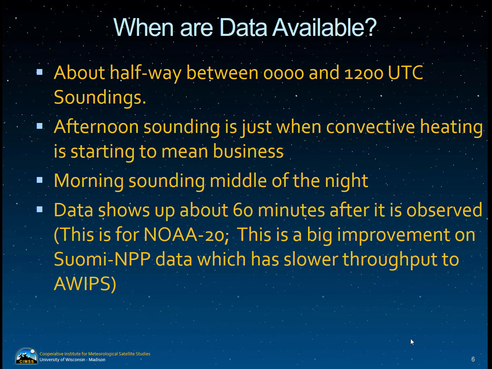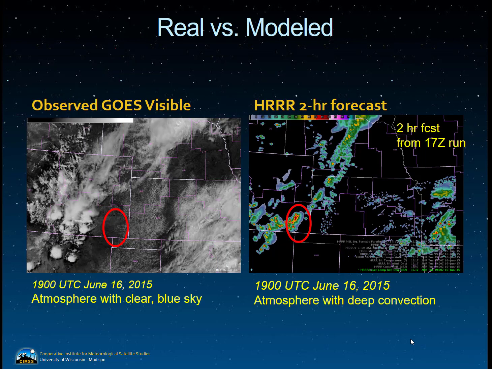The nice thing about NUCAPS data is that the timing is such that you get thermodynamic information halfway between the synoptic sounding times, so around 6Z and around 18Z. Why do you want to use this? Wouldn't you rather have an atmospheric sounding in southeast Colorado here rather than relying on model data?